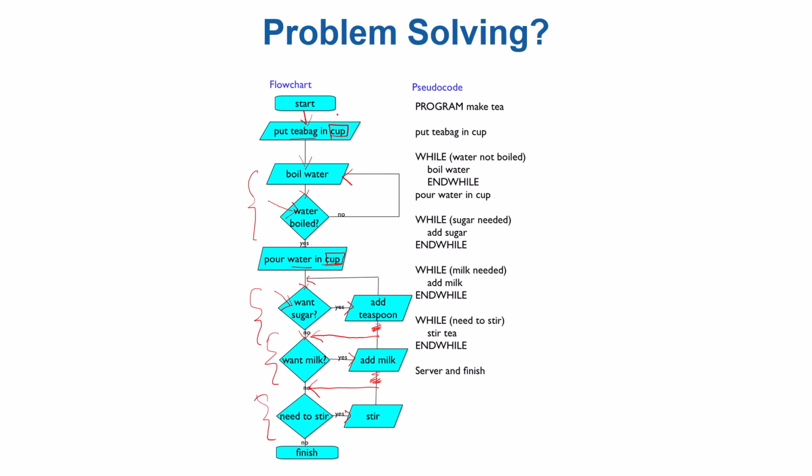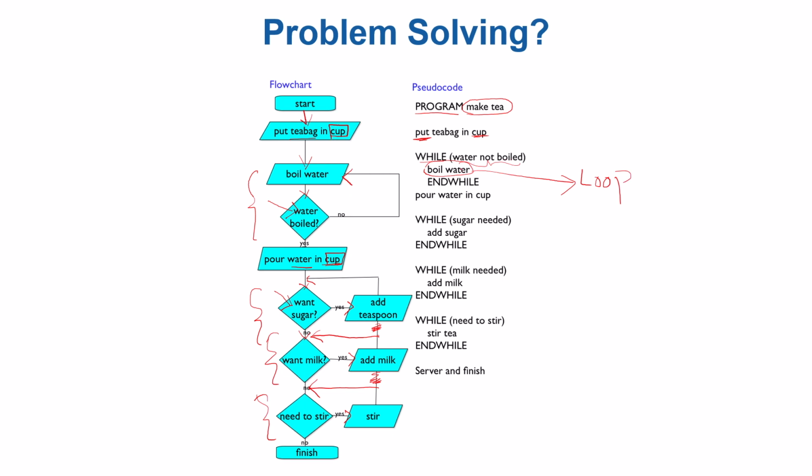Now let's see the same procedure in pseudocode. Program is a keyword, and that's what the program name is. Program make tea. Put is a keyword. Put tea bag in a cup. While water not boiled. While is a keyword. While this condition is not satisfied, keep on doing this. Whatever is written between while and end while is the body of this repetition, called a loop.